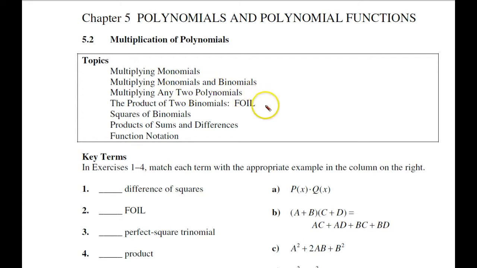We're going to be introduced to the FOIL, which is a special way to multiply two binomials. We will square binomials, get the products of sum and differences. These are sometimes referred to as special products. And again, throughout this, we'll be doing function notation.